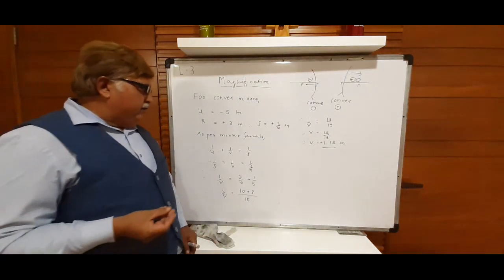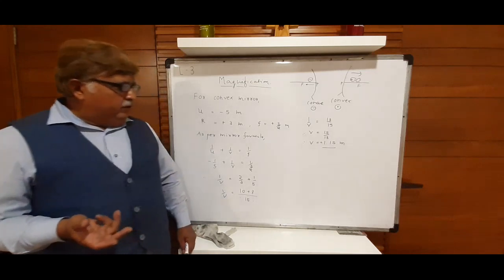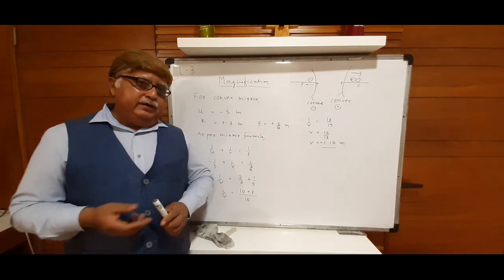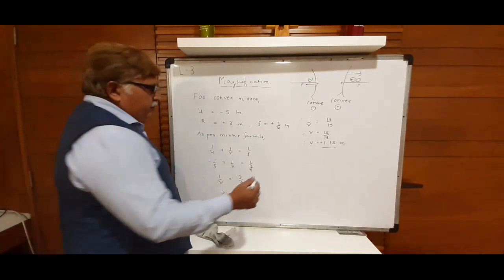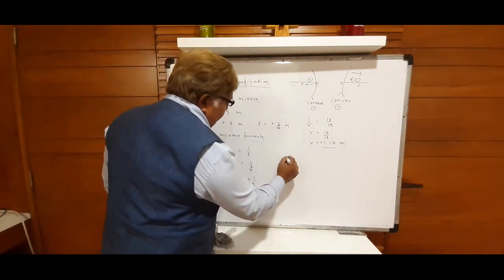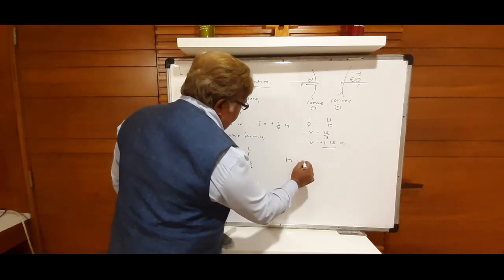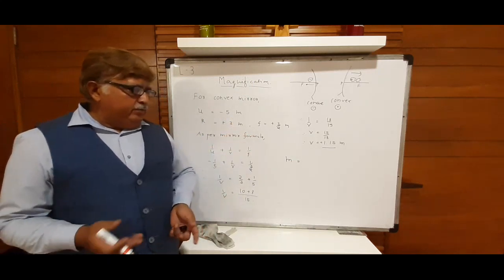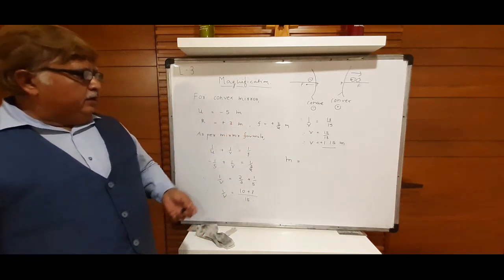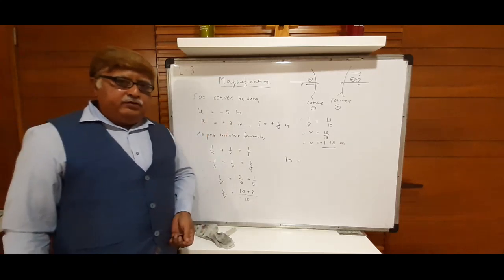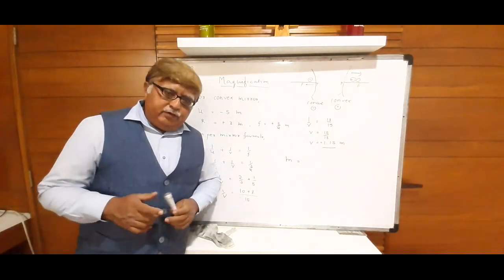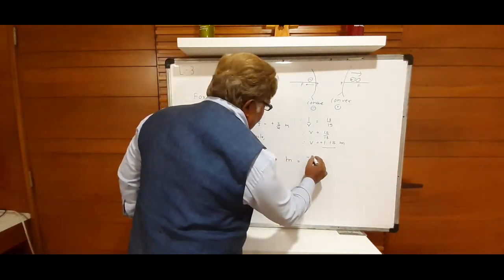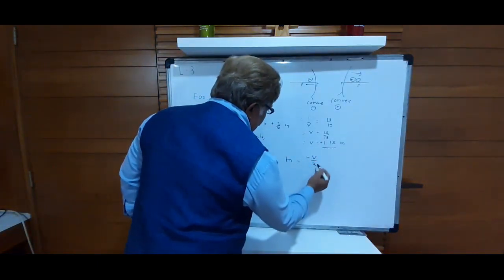Now let us try to find the size of the image, means how many times the image might have been magnified. You all know the formula of magnification. Here we can't use the height formula because object height hasn't been mentioned, nor has image height. So we just have to find the magnification. M equals, what is the formula you know? Minus v upon u.